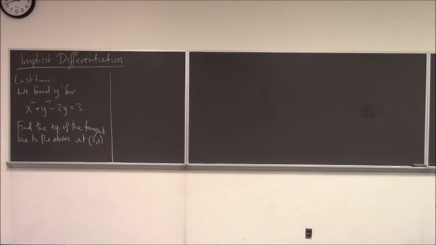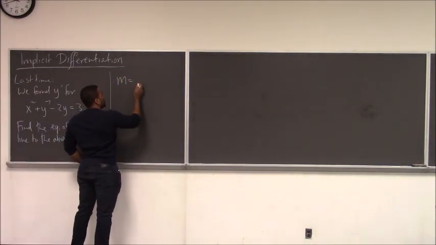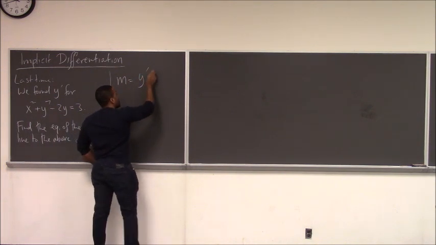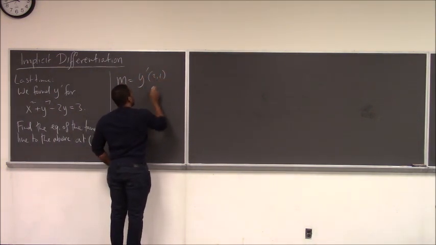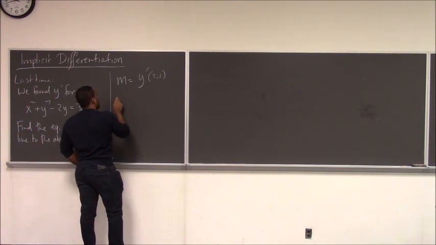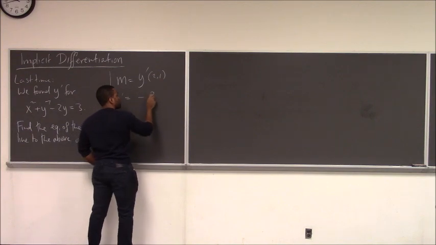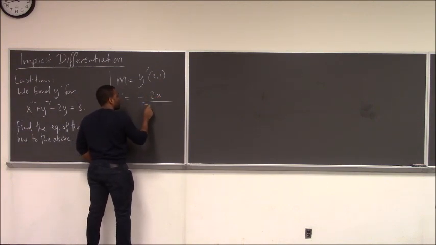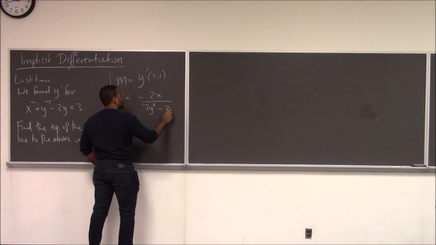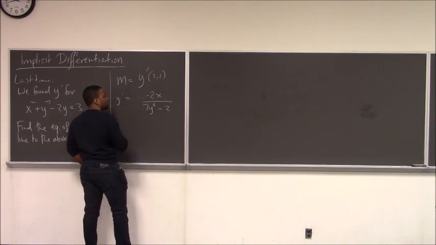How would you go about doing that? How do you find the equation of the tangent line? You can find the slope using what we found for y prime. First, we know the slope is given by y prime evaluated at the point. Y prime was, what did we have? Negative 2x over 7y to the 6th minus 2. The negative was on top, I think. You can check.